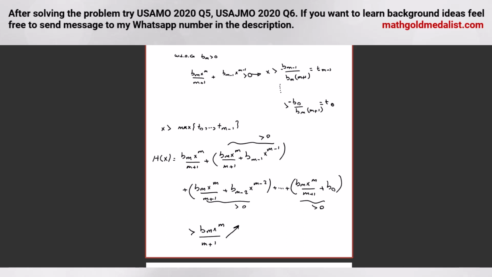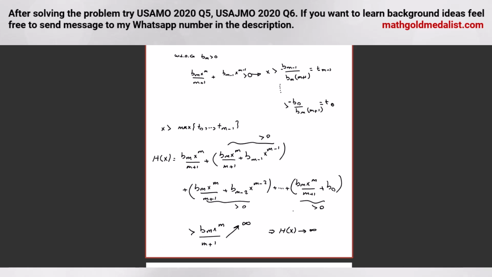Do you agree for large x it goes to positive infinity? Because bm over m plus 1 is a positive number, a positive constant times xm. So when x is so much large, it goes to infinity. So h of x also goes to infinity. Understood?